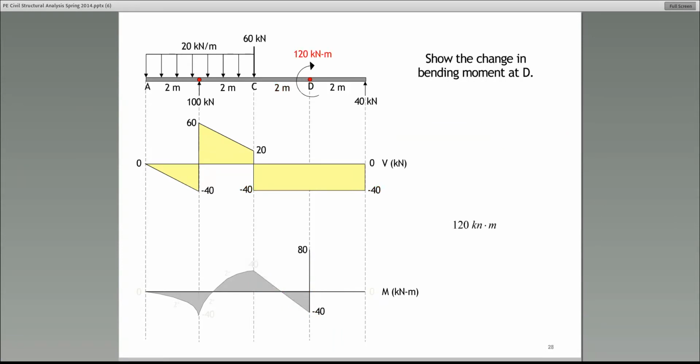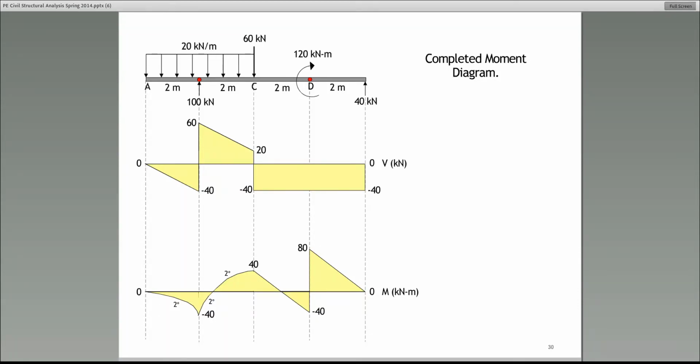So let's move on to the next slide. There it is. So the change is 120 kilonewton meter. You start from negative 40. The net change in the positive direction is 120, so we end up at positive 80. Then, as we go from D to E, it's a first degree curve with a negative slope because shear is negative, and that's what we get. All right, so this is the entire moment diagram.